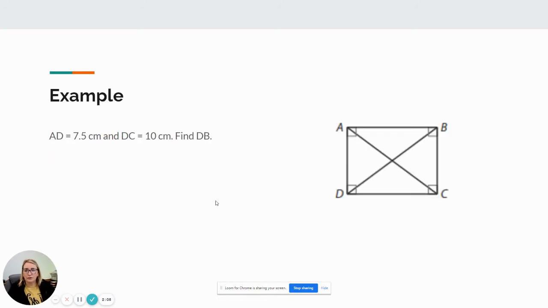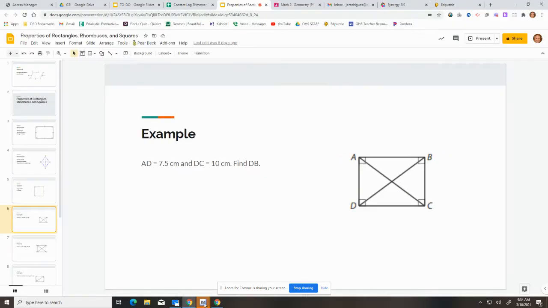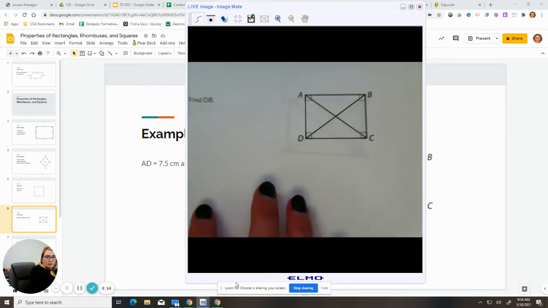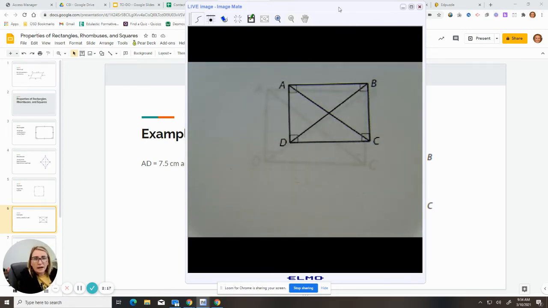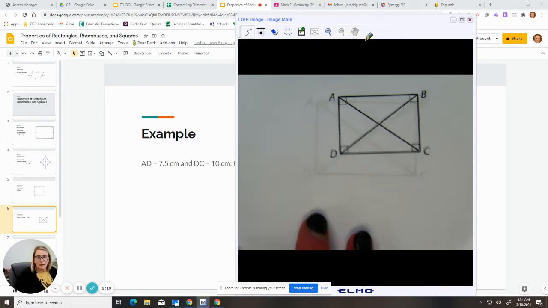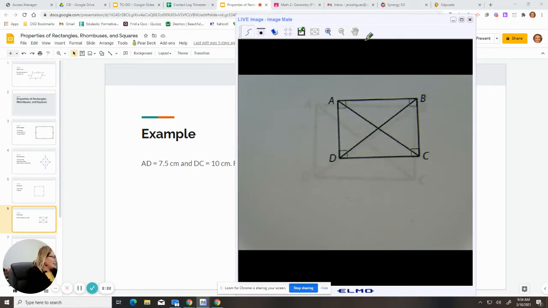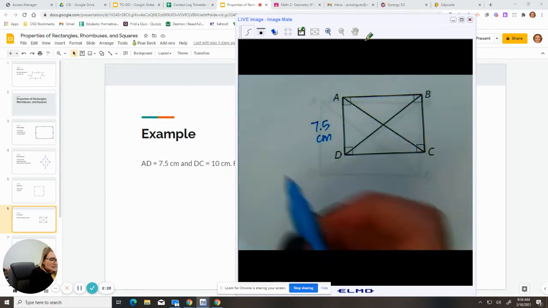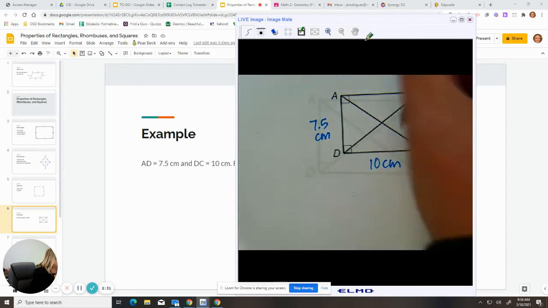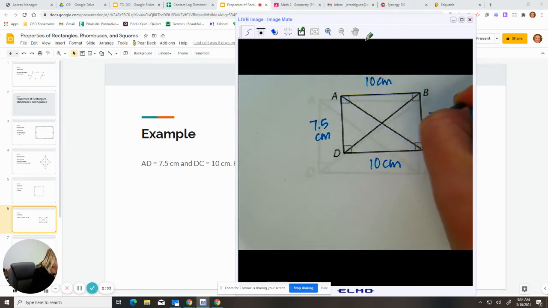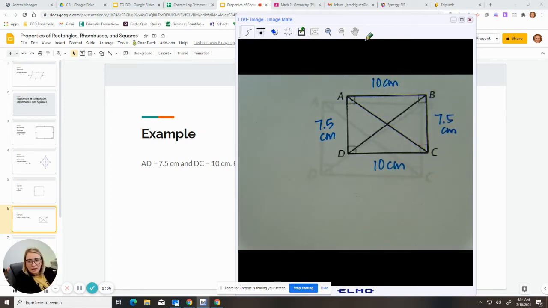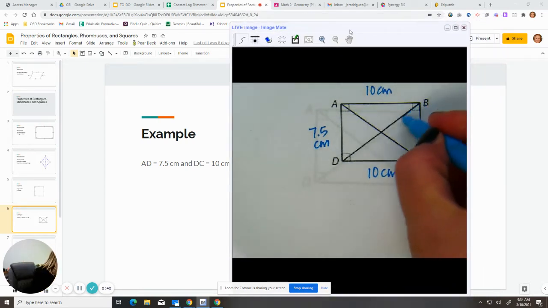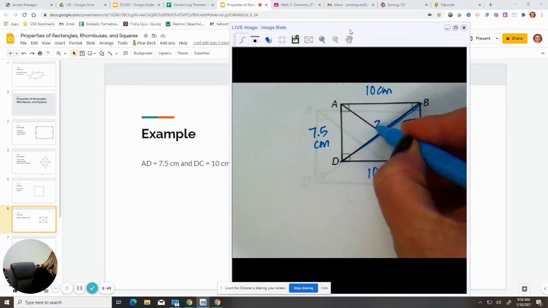So here's our first example, and I am actually going to pull up this right here. Let me move it to the side just a little bit so we can get our information. All right, so it tells us that AD is 7.5 centimeters, and it tells us that DC is 10 centimeters. So I'm just going to use that same information to fill in all the parts that I have. And this question is asking us to actually find DB. So we're actually looking for this right here.